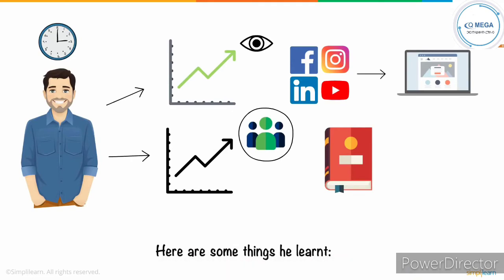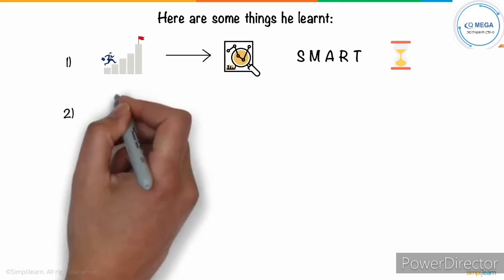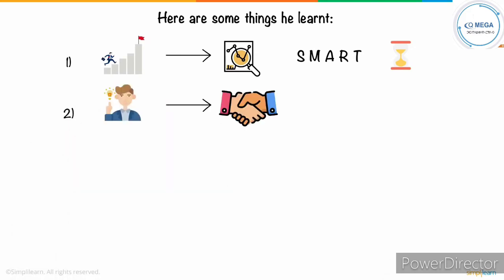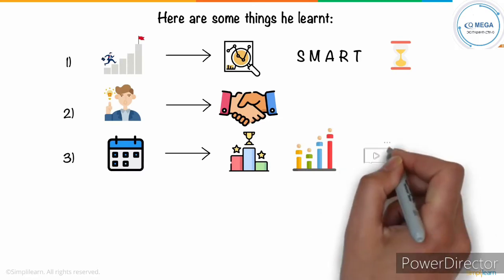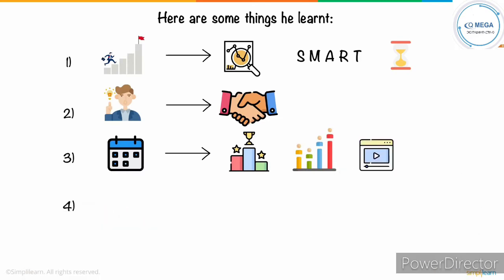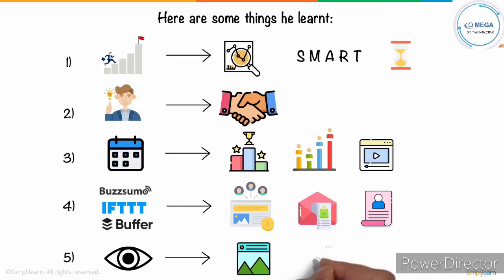Here are some things he learned. 1. To set goals that were quantitative, smart, and follow a constant deadline. 2. To understand his audience by engaging and connecting with them. 3. To set up a social media calendar to plan competitions, polls, surveys, videos, and more. 4. Using tools like BuzzSumo, IFTTT, Buffer, and more for lead generation, creating email lists, setting buyer personas, and more. 5. To perform visual storytelling with the help of images and videos.